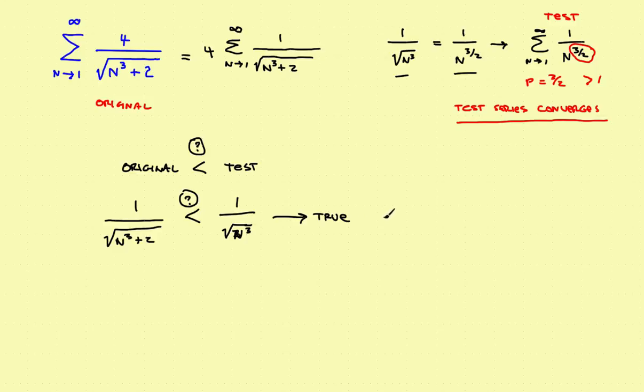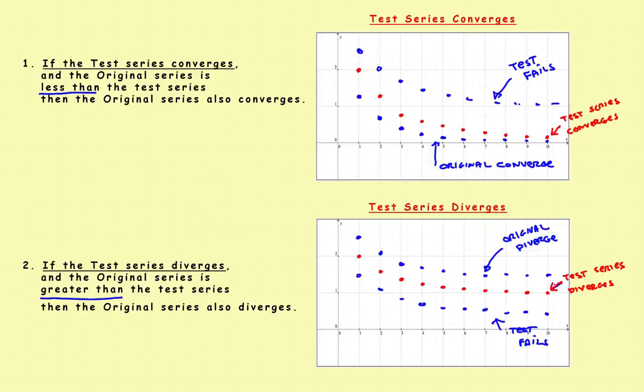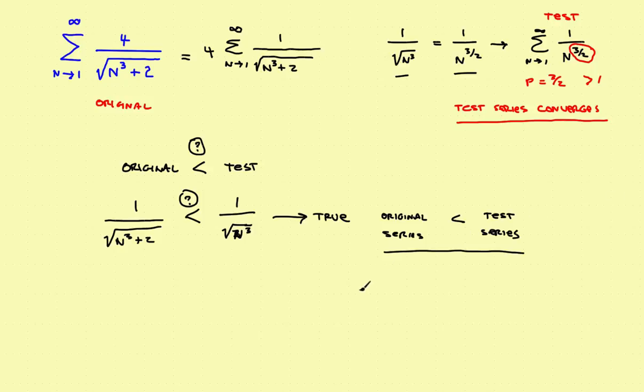So what this means is that you just showed that the original series is less than the test series. And that's the second part. So now back to your definition. If you can show that the test series converges and the original series is less than the test series at every point, then you conclude that the original series must also converge. So if you come down here, the last step would be: the test series converges, the original series is less than the test series, therefore the original series has to converge too. So this would be: the original series converges.